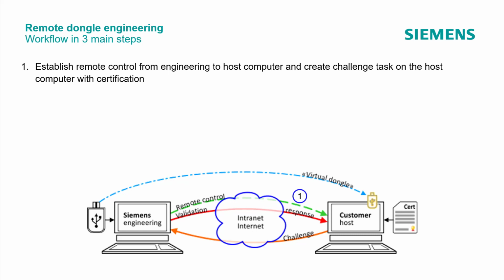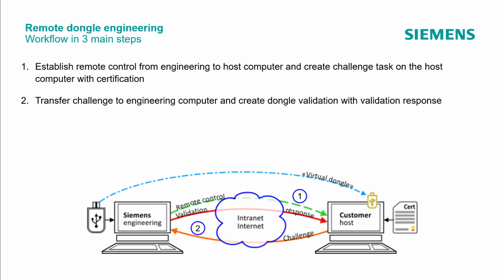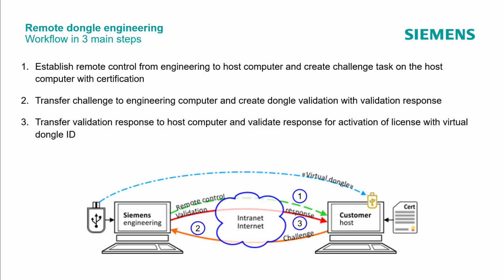First, establish remote control from the engineering to the host computer and create the challenge task on the host computer with the license certification, which must be made available on the host computer. Second, transfer the challenge to the engineering computer and create the dongle validation with validation response. And third, transfer the validation response to the host computer and validate the response for activation of license with the virtual dongle ID. We now switch to the workflow.